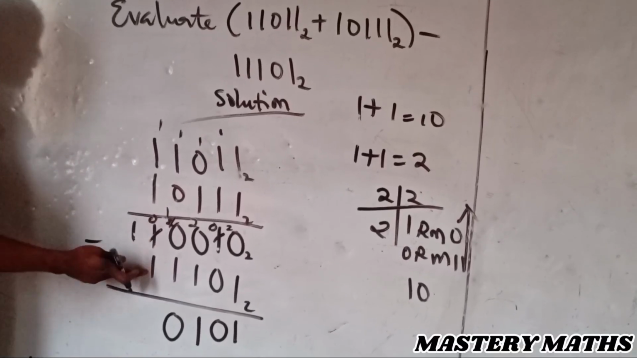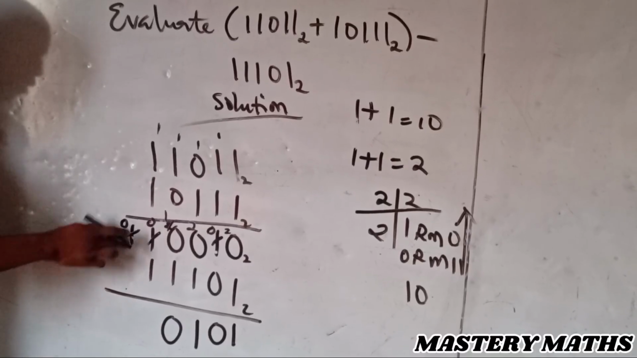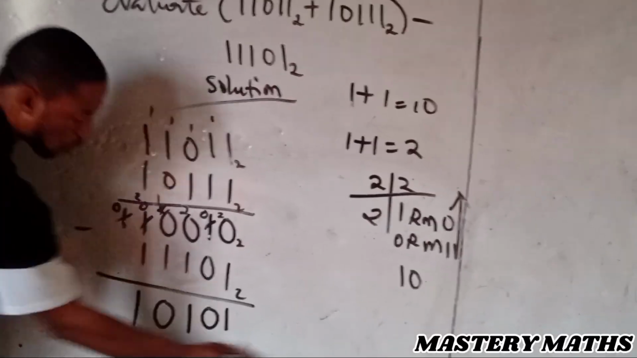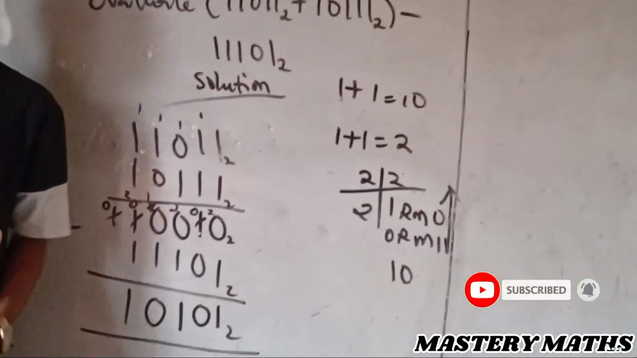0 minus 1. It's still the same thing. It cannot go. So you have to borrow from this side. When you borrow from this one, it becomes 0. That one you borrow from here, call it 2. So 2 minus 1 is 1. So our answer is 10101. Simple. Thank you.